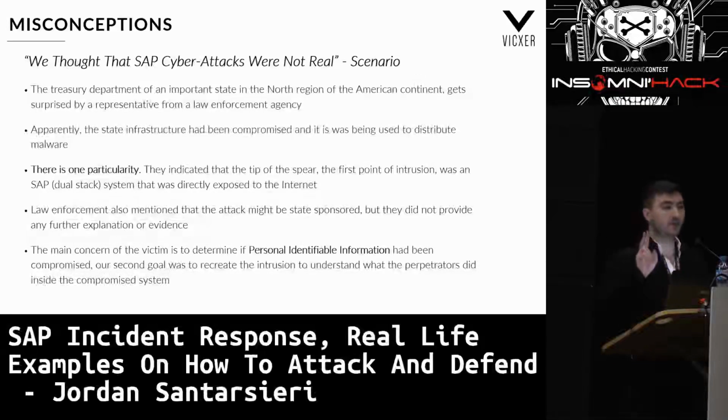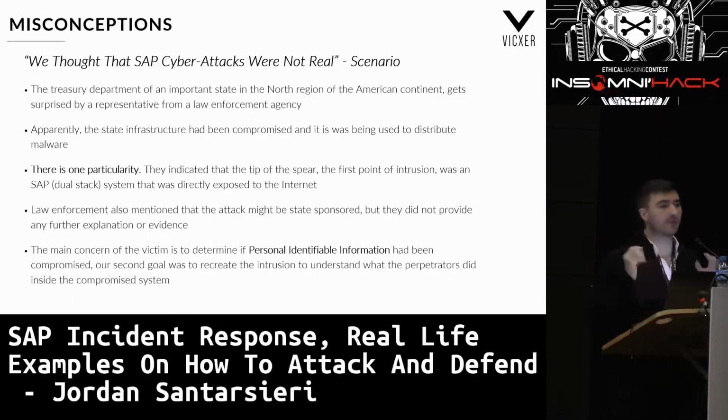But they give us 2 more tips that were very interesting. First of all, they tell the Treasury Department, the tip of the spear, the main point of the intrusion was your SAP system that you have directly exposed to the internet. In this case, it was a dual stack system. And second, they say that this is a state-sponsored attack, but they didn't provide any type of evidence or proof to account for it. They just say it and they leave.